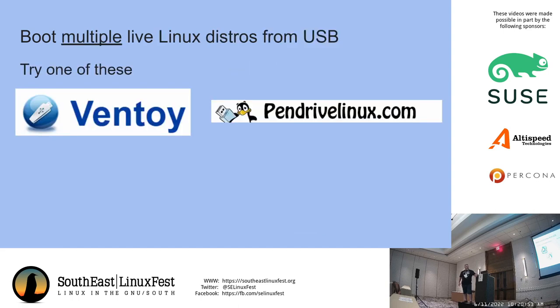All right. You can also boot multiple live distros. The latest tool, the hotness, is Ventoy. You can put it on a little thumb drive. I've got multiple thumb drives here. I'll show a screenshot in a second, but I've got almost 20 distributions on this little Ventoy thumb drive. And that's a good option. Pendrive Linux is what existed before this, and it's a very good tool. I still use that also, but Ventoy is the new hotness. Let me show you what that looks like.